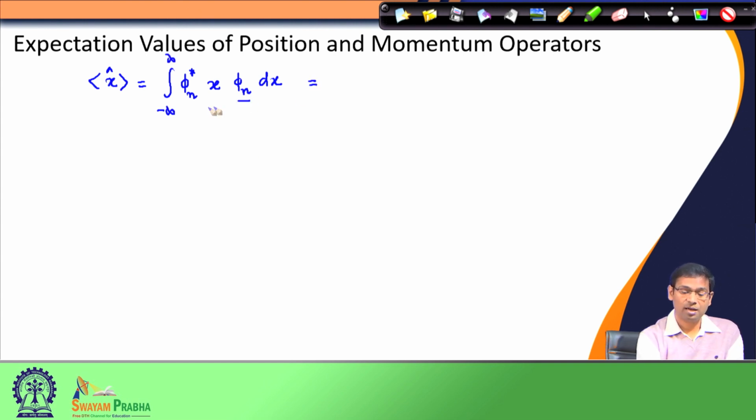Here phi n is one of the eigenfunctions of the harmonic oscillator and phi n star is its complex conjugate. The middle position x is the position operator, whose action is simply multiplication of this function by x. We know that each eigenfunction of the harmonic oscillator has a definite parity: either it is an even function or it is an odd function.